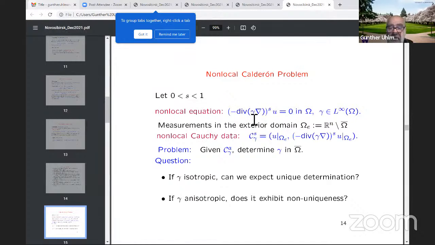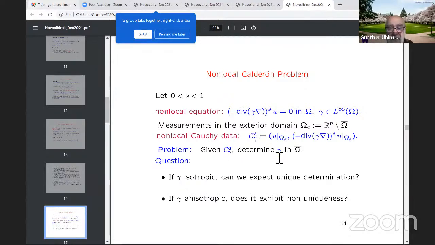But the question of whether you can recover the conductivity itself has not been solved for the Dirichlet-Neumann map for this fractional Laplace. Again, the measurements are in the exterior domain or an open subset of the exterior domain. And you have here the non-local Cauchy data: u in the exterior, and again, the fractional Laplacian applied to u in the exterior. So the problem here is whether one can recover the conductivity in omega from this type of measurements.